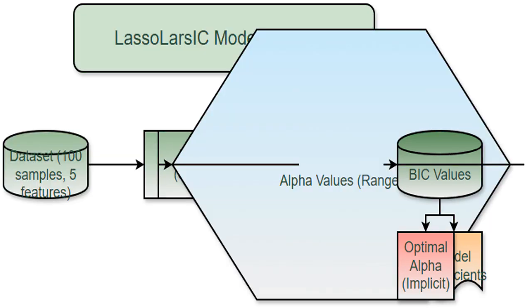LassoLarsIC doesn't use a fixed set of alpha values. Instead, it intelligently explores a range of alpha values. Alpha controls the strength of the regularization, how much the model shrinks the coefficients, the numbers that show the importance of each feature. A larger alpha means stronger shrinkage.